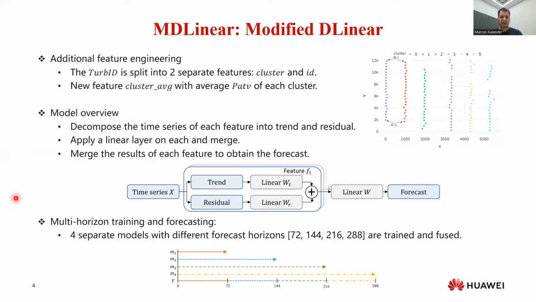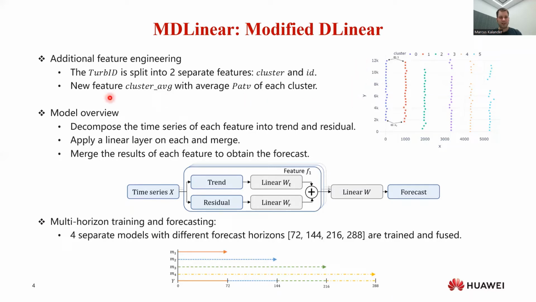We start by taking a look at the modified D-linear. Here we actually perform some additional feature engineering before applying the model. And we specifically split the turbine ID feature into 2 separate ones, the cluster and ID features. The clusters themselves can be seen in this figure here. And as you can see, it simply considers the X coordinates of the wind turbines. We actually tried some more intricate methods, but we did not see any improvements in the final score. The ID feature, on the other hand, simply considers the Y coordinates within each cluster.